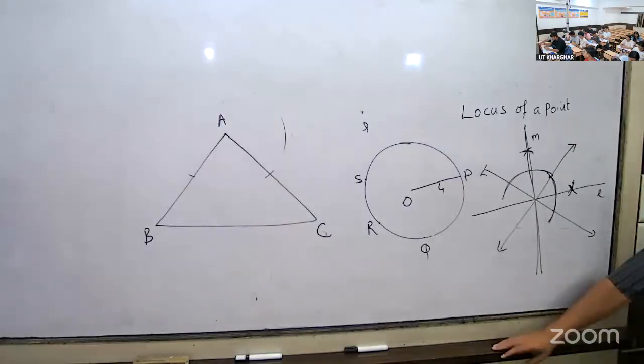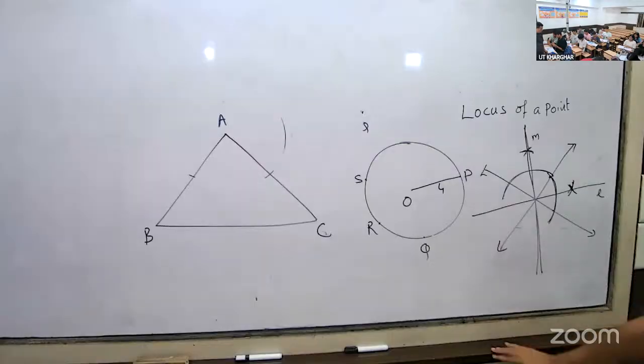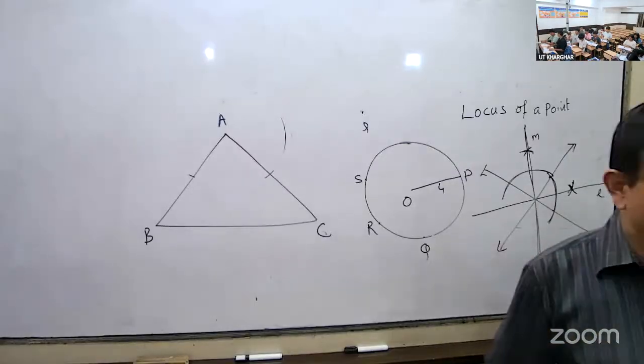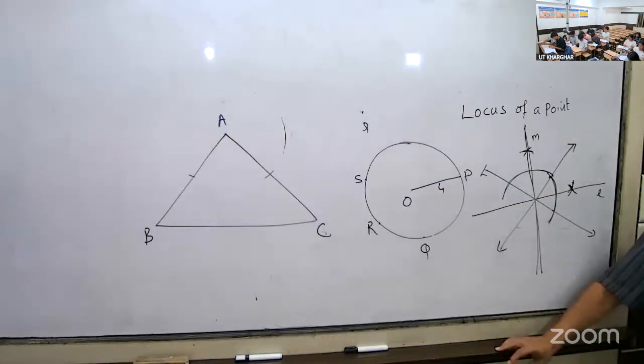Right. Question. Obtain the locus of a point at a distance of 4 centimeter from A. So what is to be done? Name the point A and draw a circle of radius 4 centimeter.